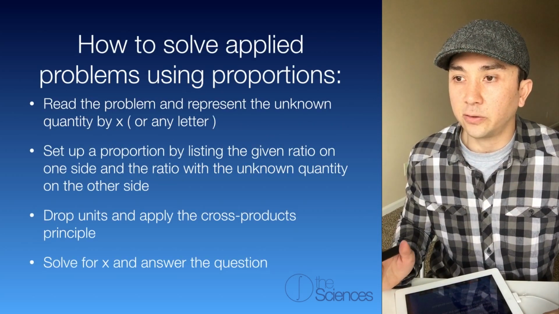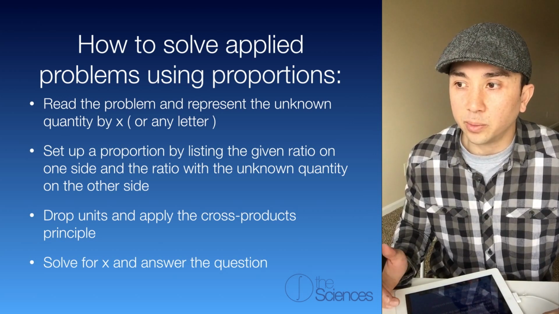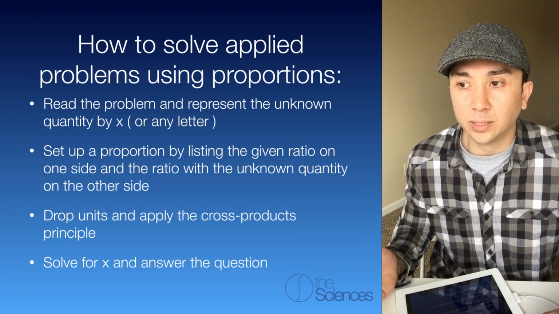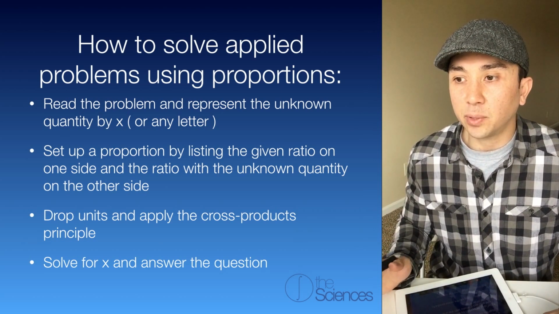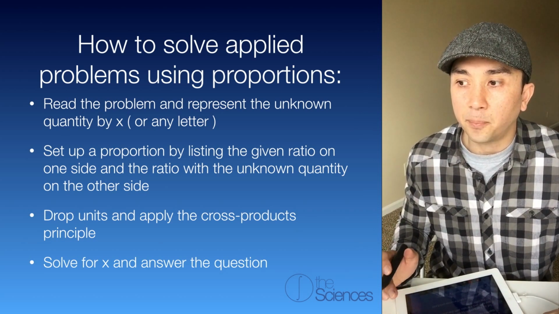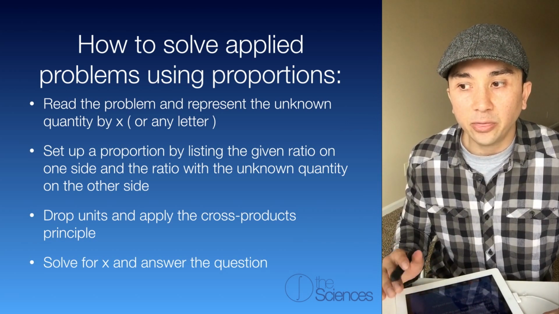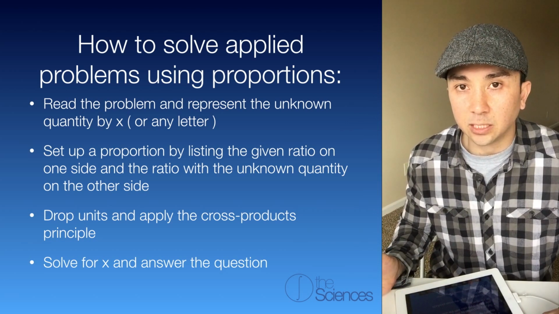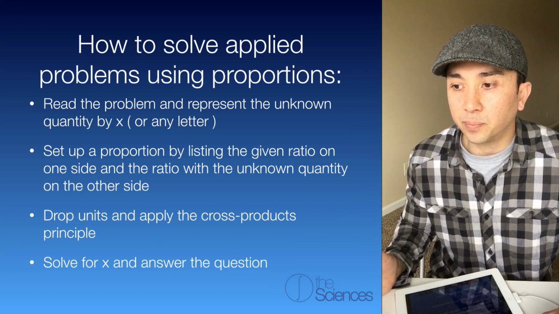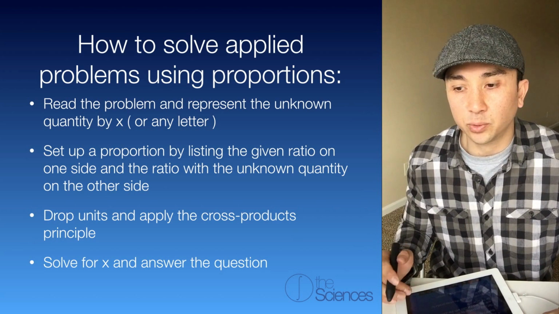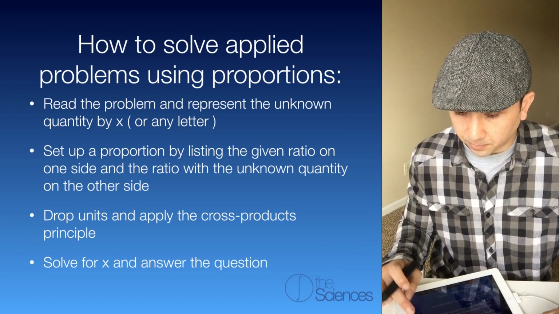So here's how to solve applied problems using proportions. You're going to read the problem and represent the unknown quantity by X or any letter. Then you're going to set up a proportion by listing the given ratio on one side and the ratio with the unknown quantity on the other side. You're going to drop the units and apply the cross product principle. Then you're going to solve for X and answer the question.